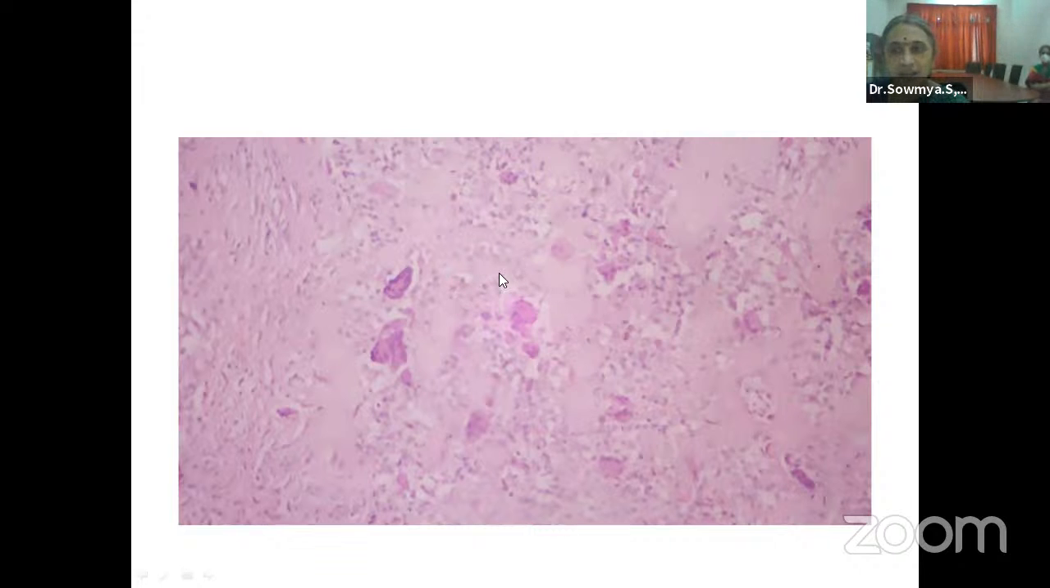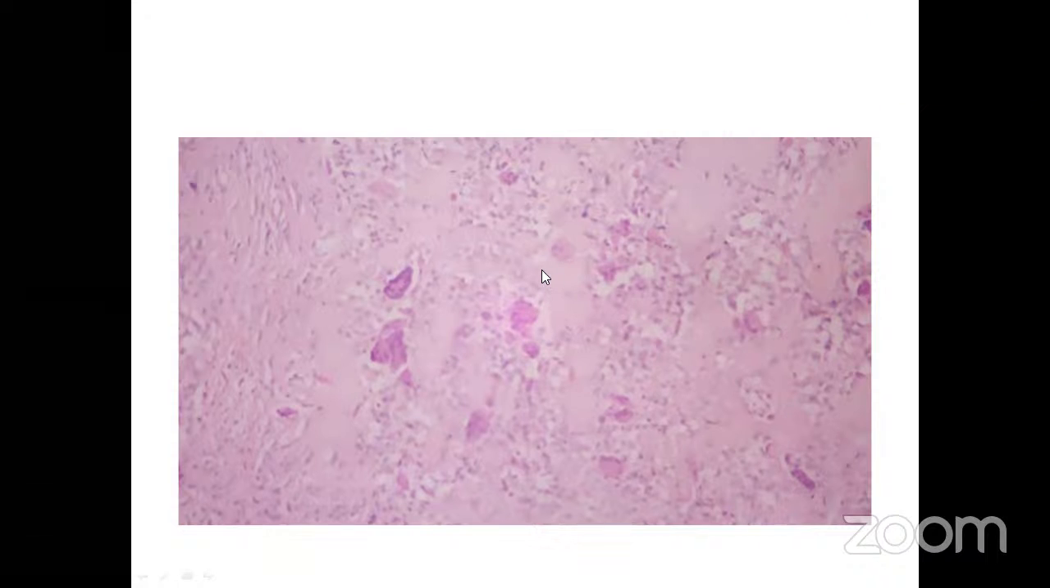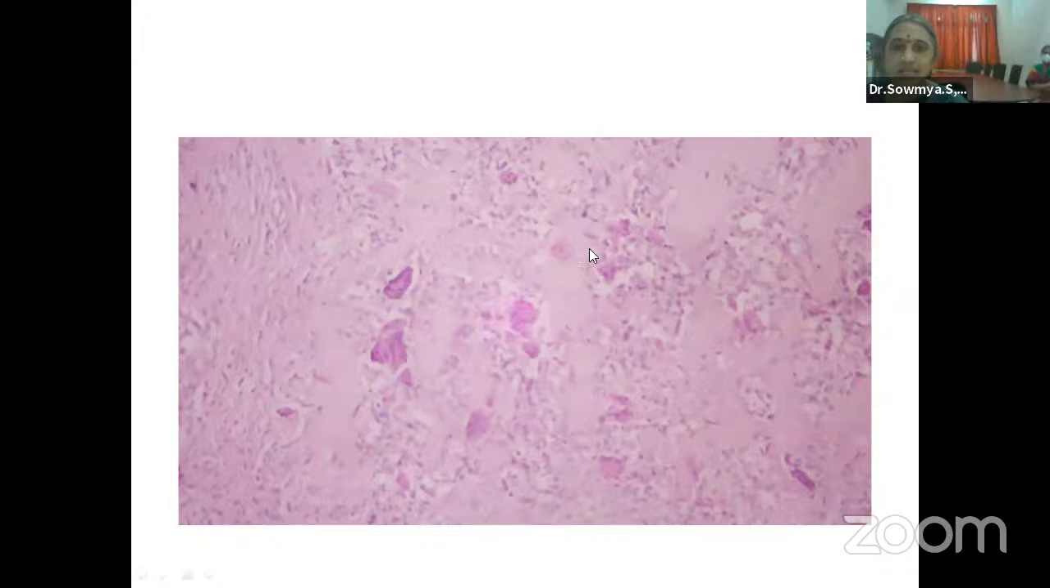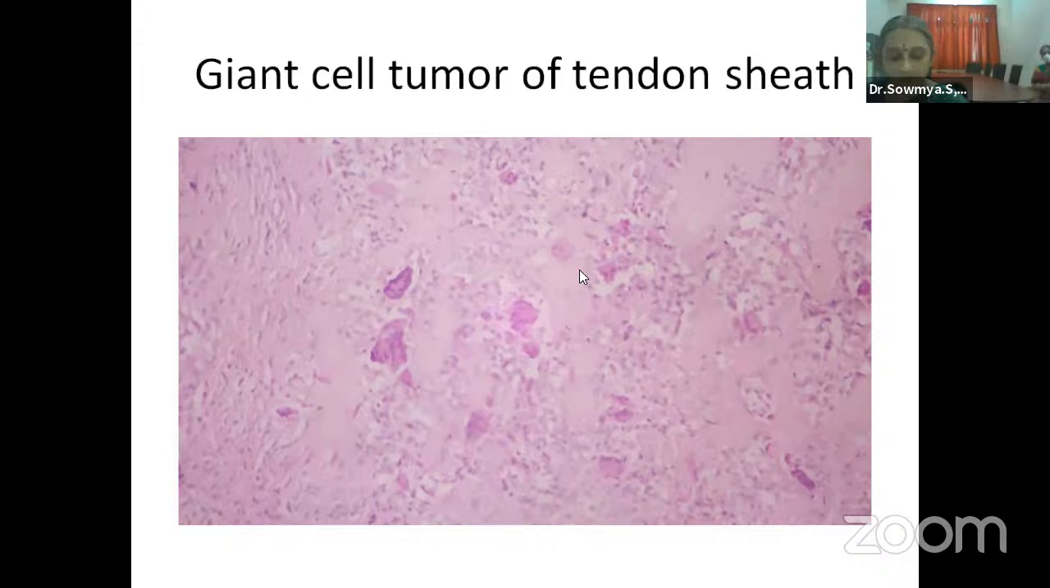So this is, I think all of you will have encountered this condition. This is? PVNS. They have written PV. Okay, are you seeing any pigment here? Only giant cells and so much of fibrosis is there. This is a case of giant cell tumor of tendon sheath.